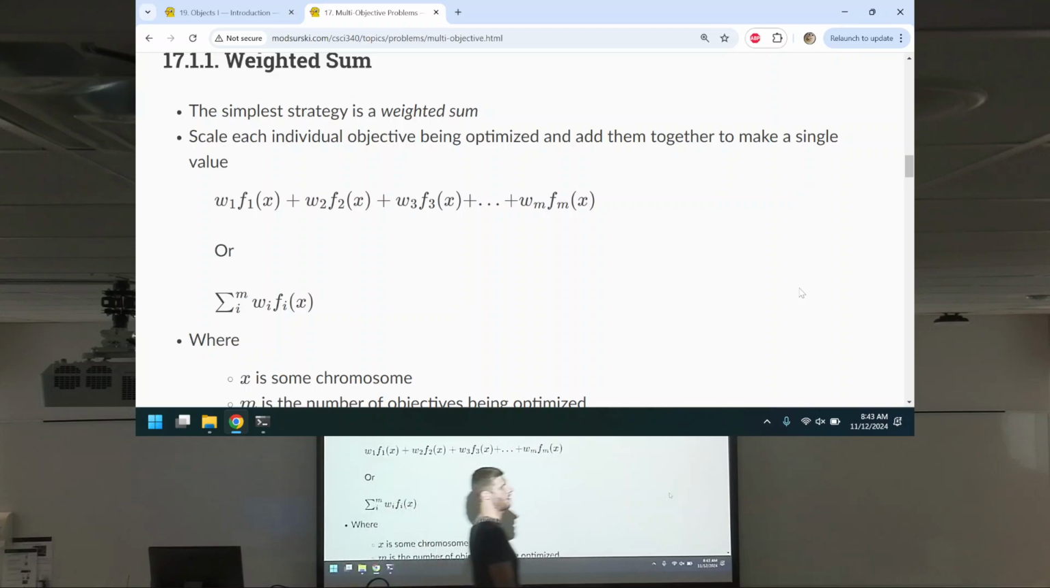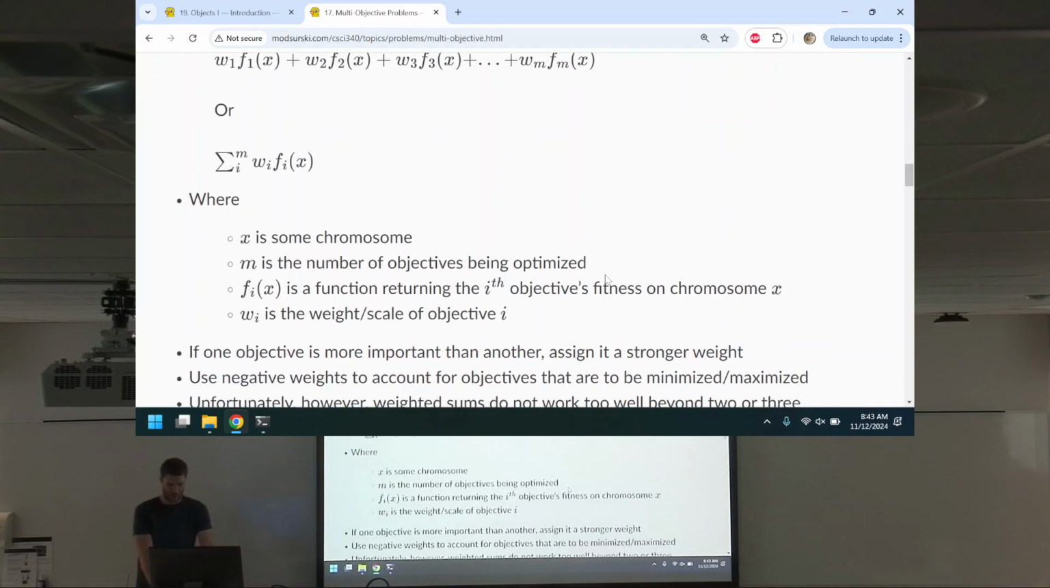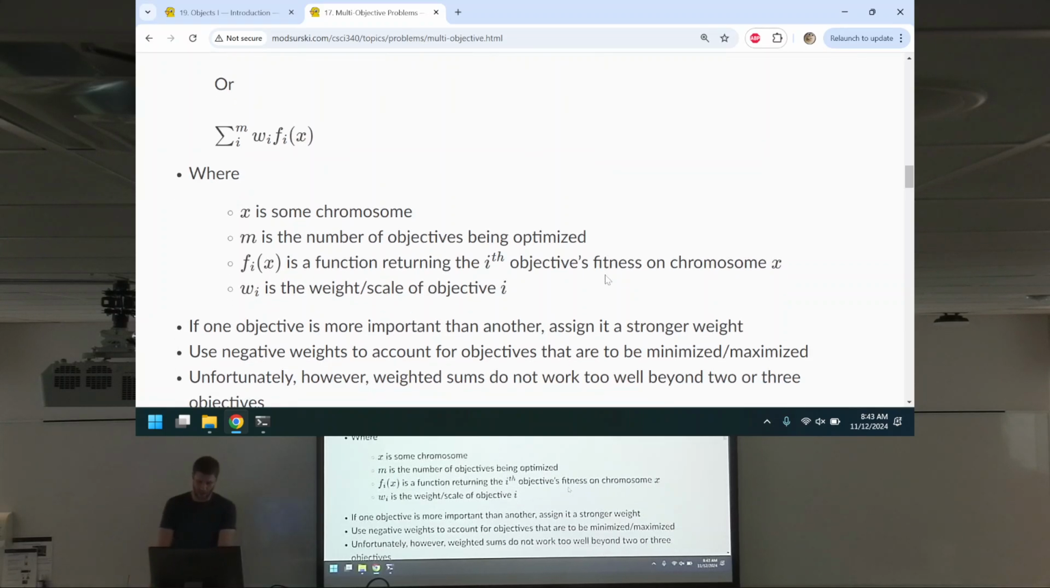Anyways, long story short, it's the sum of all the weights times the scales of the objective function. If we have m objective functions, each objective function on that chromosome gives us some fitness value. You scale it accordingly, and then you add them all together. M is the number of objectives being optimized. F of I is a function returning the ith objective function on chromosome X, and WI is the weight scale of objective I. If one objective is more important than the other, this is where the magic happens.